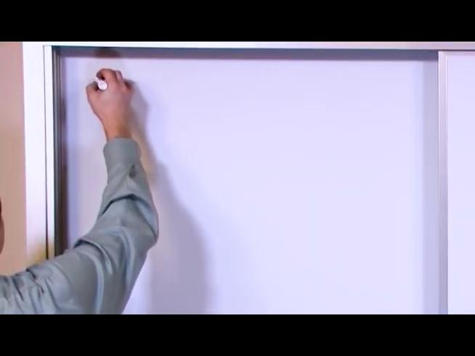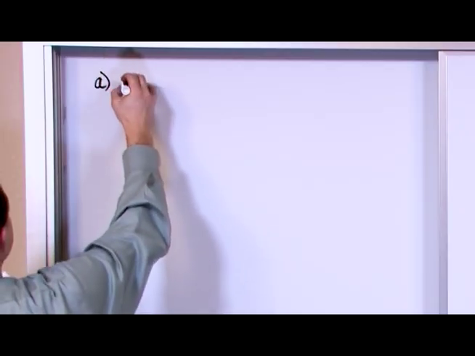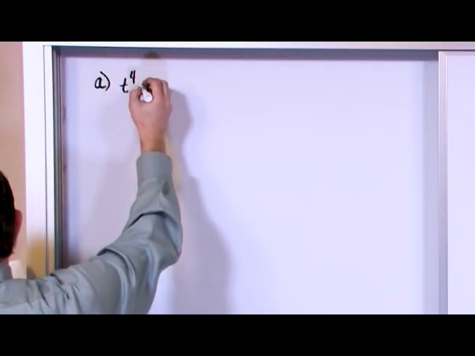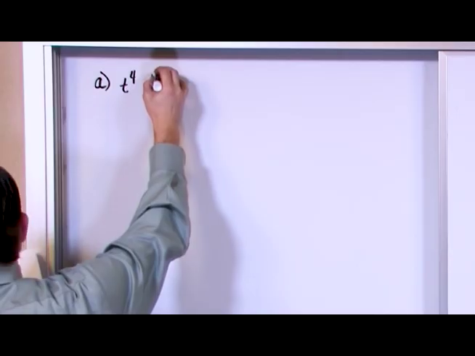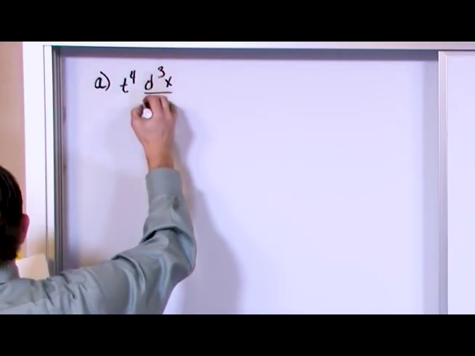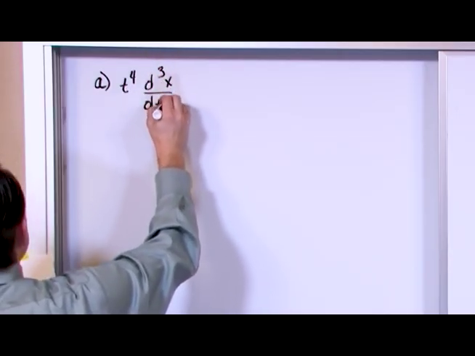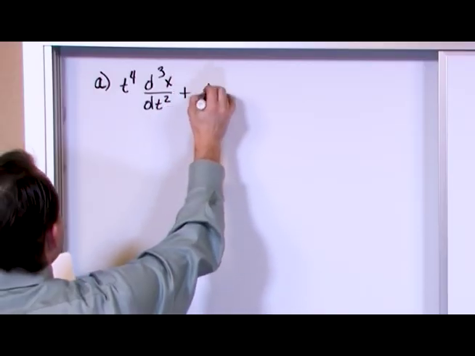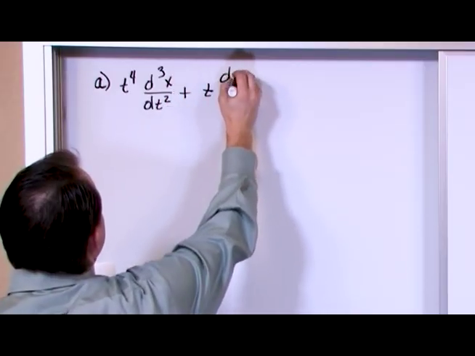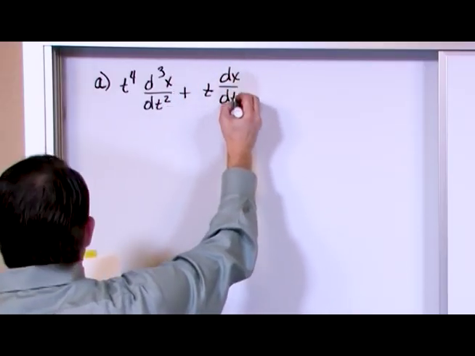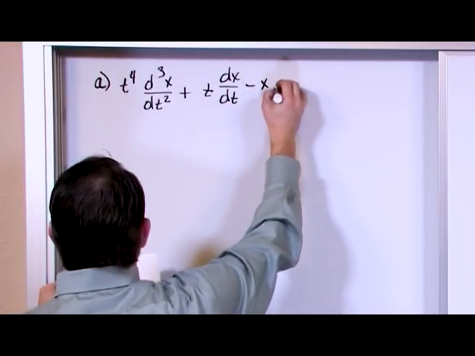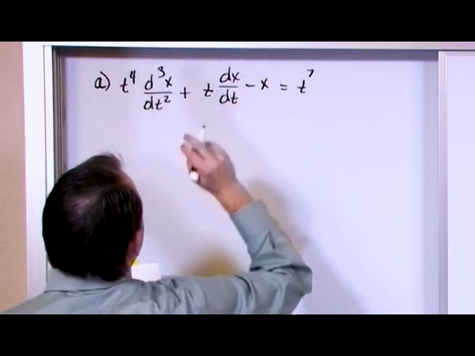What is the order of the following differential equation? t to the fourth power times the third derivative of x with respect to time, plus t times dx/dt, minus x, is equal to t to the seventh power.